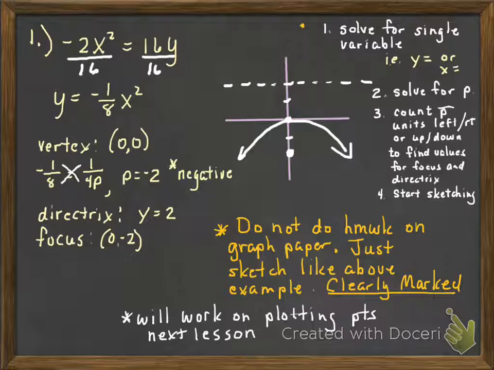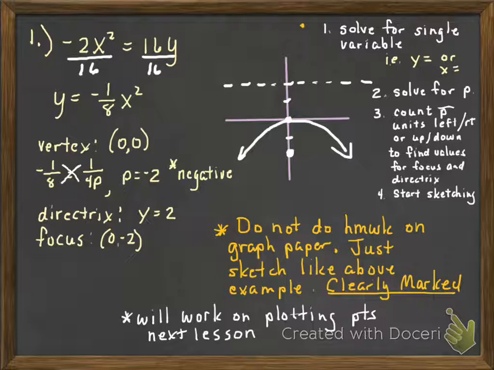I first have to solve for y, so I divided both sides by 16 and set that up as my single variable: y is equal to negative 1/8 times x squared. I can deduce from that my vertex is at (0, 0). I need to find p, so a is equal to 1 over 4p. I set negative 1/8 equal to 1 over 4p. You can solve that many ways, but some will want to use cross multiplication. But p is equal to negative 2 when you've done that.